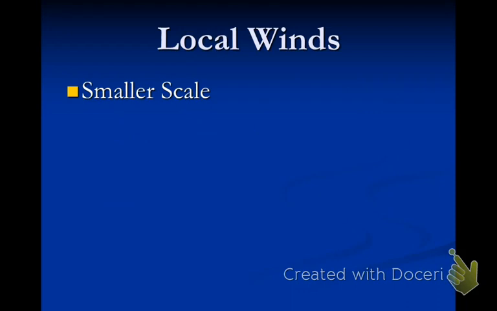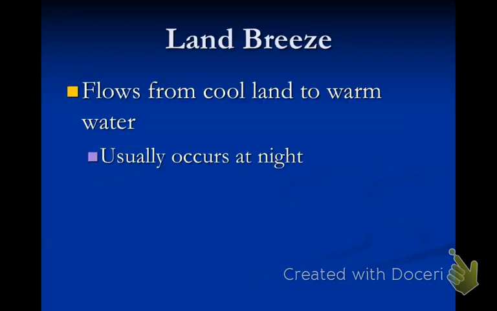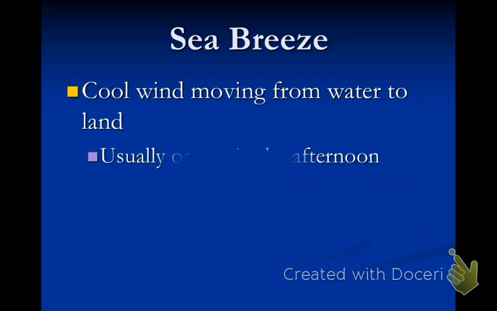We have local winds. So at this point, we've been talking about global winds, meaning winds that are over the entire Earth. But we also have local winds, which happen at a smaller scale, and those are mainly influenced by the local temperatures. Okay, and last thing, we have two concepts that are related to each other. We have a land breeze and a sea breeze. So the land breeze, we have air that flows from the cool land to the warm water, and this usually occurs at night. And then we have the sea breeze, which is similar, but with a sea breeze you have cool wind that moves from water to land, and this usually occurs in the afternoon.